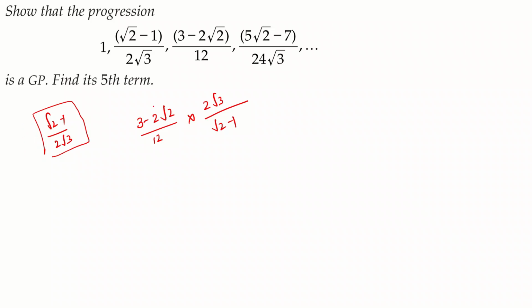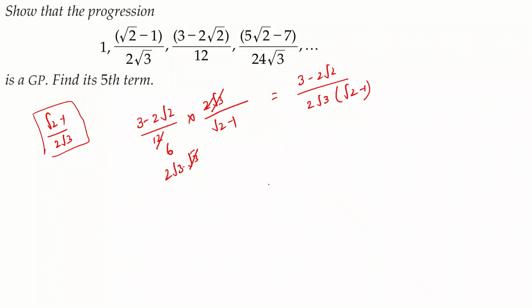Okay, so 2 and 6 are okay. Now 6 can be written as 2 root 3 times root 3, because root 3 times root 3 will give me 3, and 3 into 2 is 6. So I can cancel one root 3 with this. So I am left with 3 minus 2 root 2 divided by 2 root 3 multiplied by root 2 minus 1.